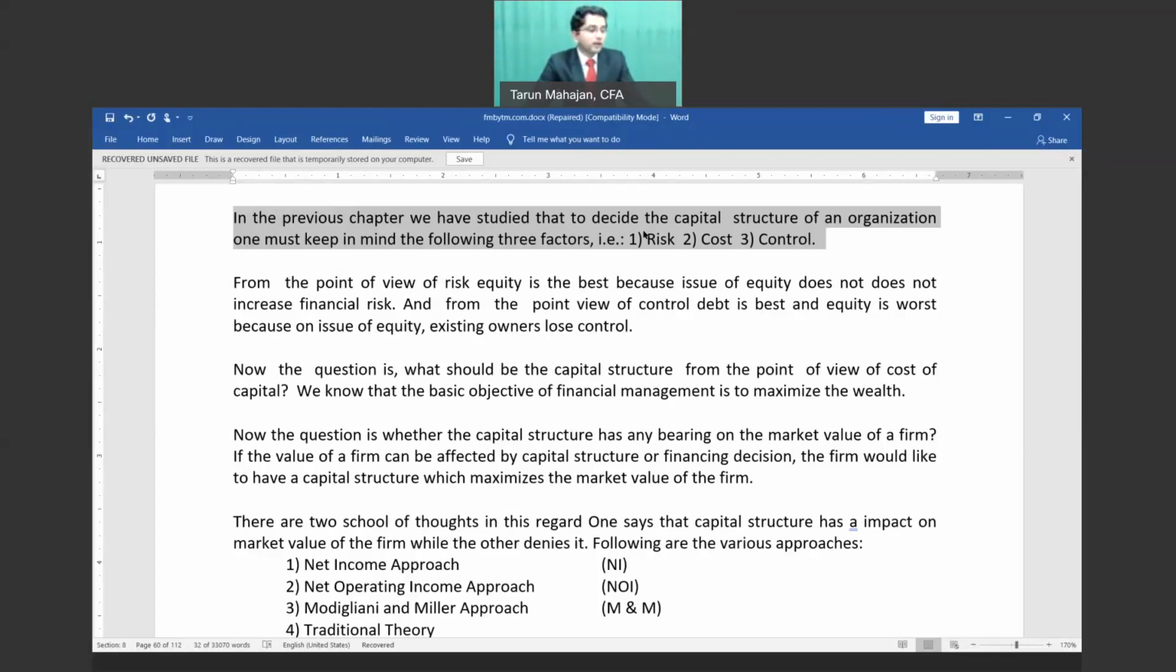Okay, answer me one thing. Usually, what is higher? Is it the cost of debt, which is usually higher, or is it the cost of equity, which is usually higher? Can you tell me?